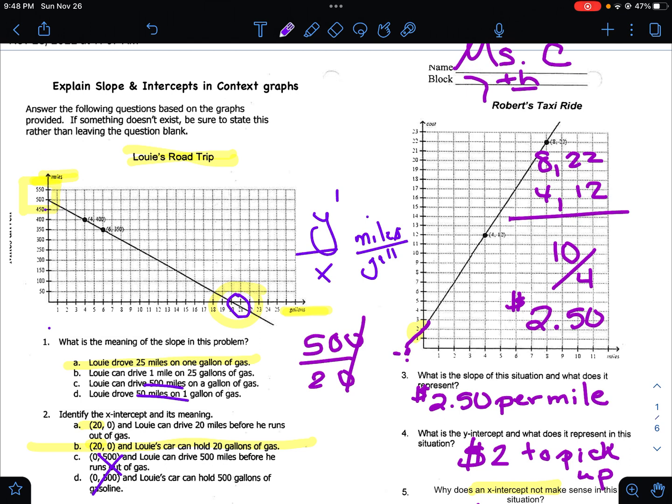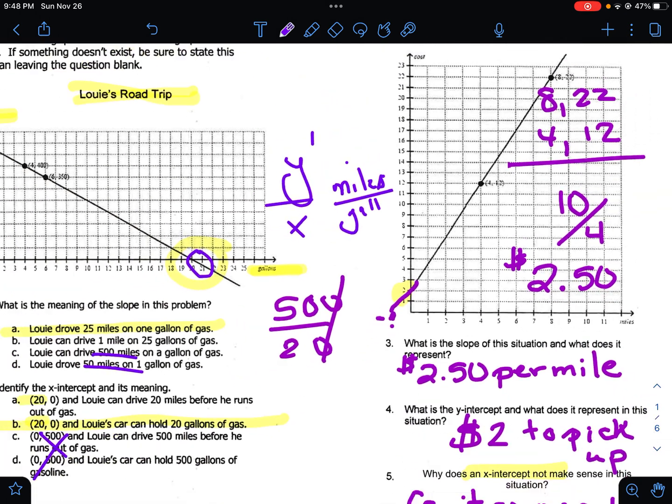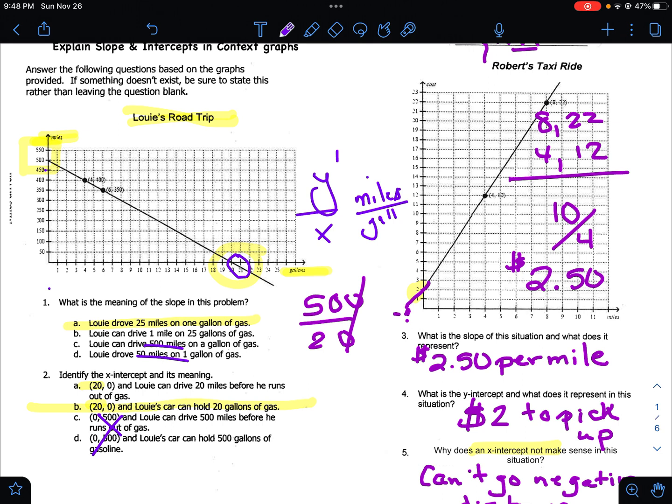And then it says, what is the y-intercept and what does it mean in the situation? You can see here how it starts at 2. So that's $2 to pick me up. I haven't driven any distance. So it's just $2 to get in the car and it hasn't even moved yet.